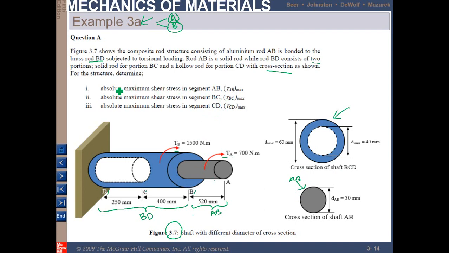Determine: 1. The absolute maximum shear stress in segment AB. So what is the value of shear AB maximum, and the second, what is the value of shear maximum at portion BC, and also shear maximum at portion CD.